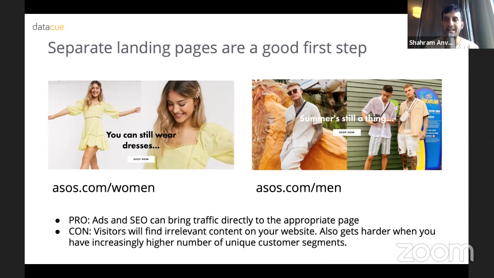I might come back thinking, hey, I saw some really cool men's clothes there. And I type asos.com on the browser, and now I'm seeing things which are not relevant to me, right? Now, I'm sure asos.com is doing more advanced personalization. It's just an example here of, let's say you are not and you're only doing the landing page approach.